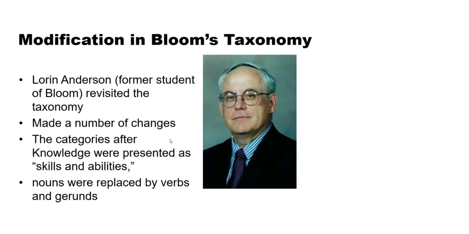The first one was that the Bloom taxonomy started from knowledge at the base, on the lower level, and the other levels were above the knowledge. So in the revised version, all the levels which were above the knowledge were regarded as skills and abilities, which can be mastered by a learner through practice. The next was that the nouns of the original Bloom taxonomy were replaced with verbs and gerunds. Let us move towards the next slide.